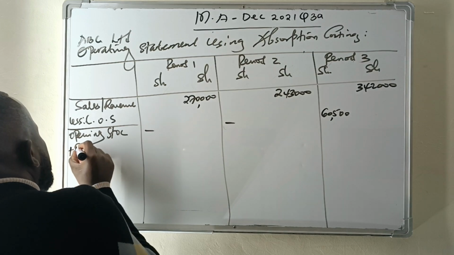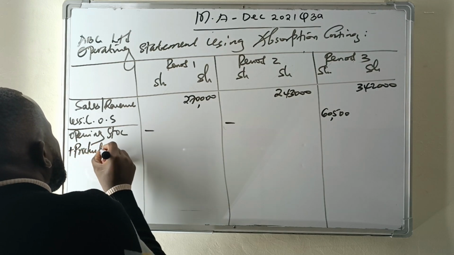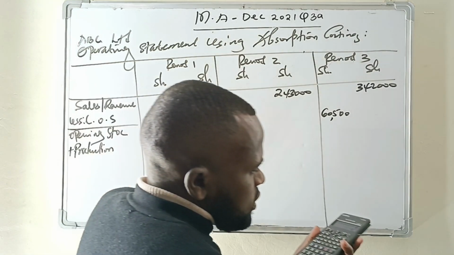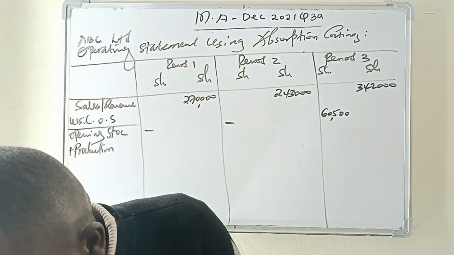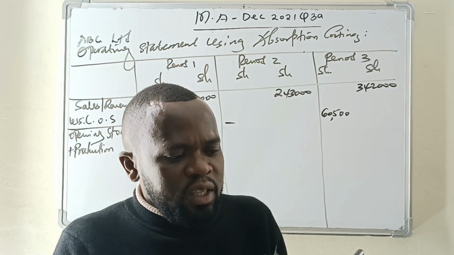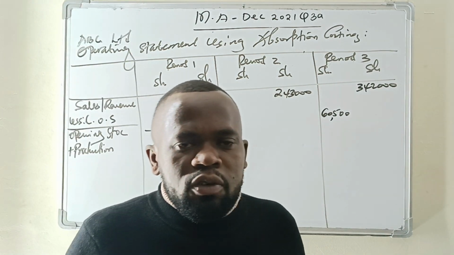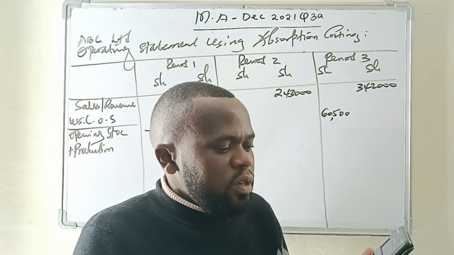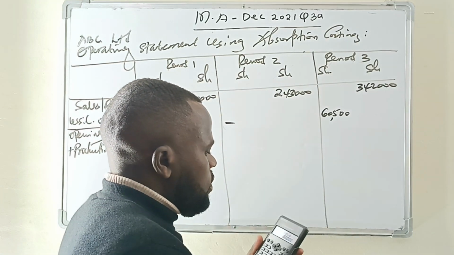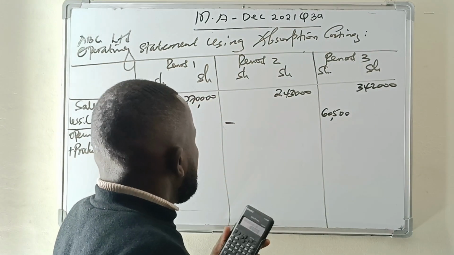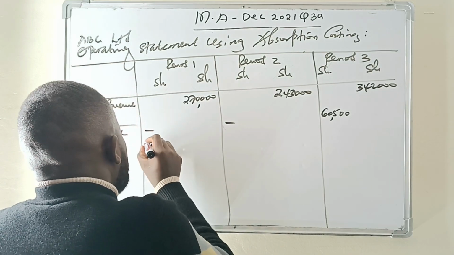Then we go to production, where you add the production cost. How many units did we produce? In period 1, we produced 30,000. So I can see we have 30,000. Multiply by the production cost per unit of 5.5, giving you 165,000.